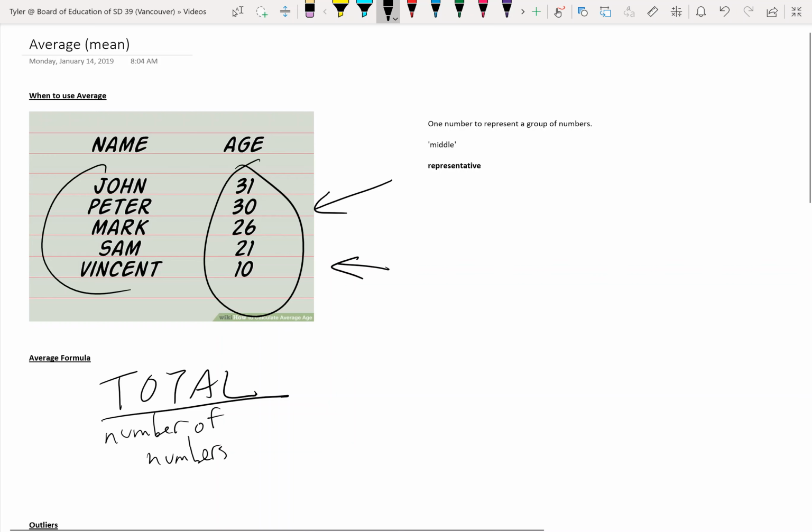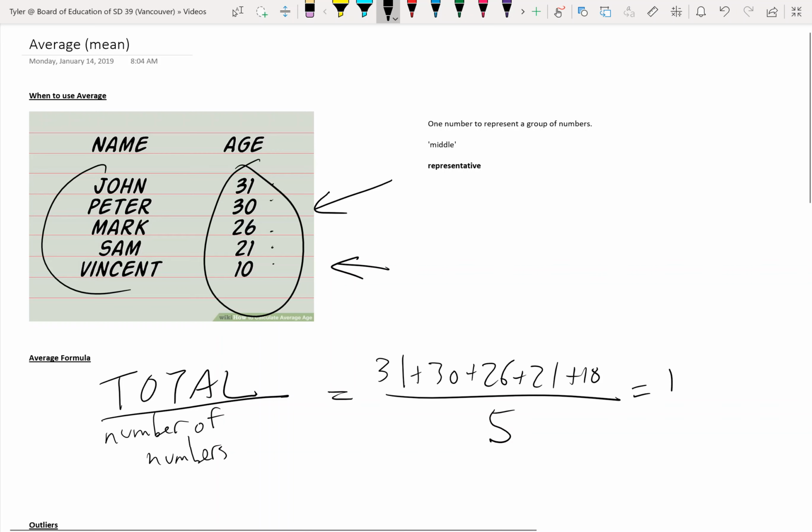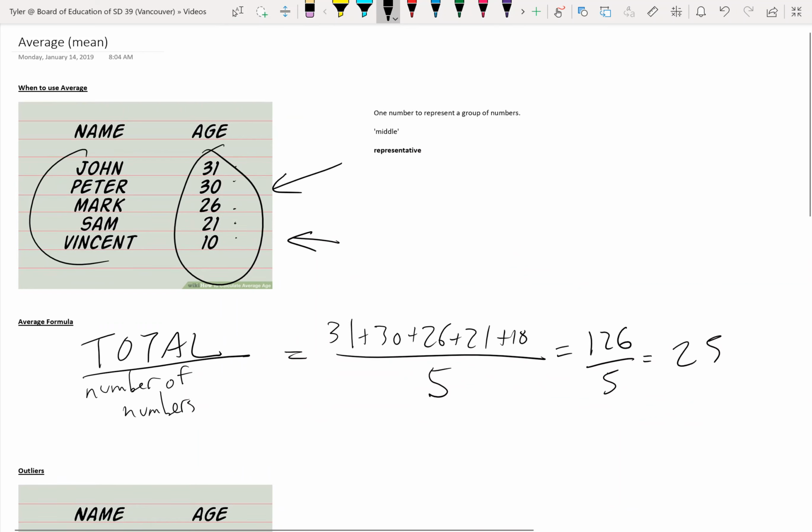Okay, so in this example, we're going to do the total, which is adding all these numbers together. Okay, and we're going to divide by 5 because there are 1, 2, 3, 4, 5 numbers. So when we actually do this math, we get, put it in, so 31 plus 30 plus 26 plus 21 plus 18 gave me 126. Okay, then we're going to divide it by 5, and it gives me the average of 25.2. And so in this case, it was their age, so that's going to be years old.